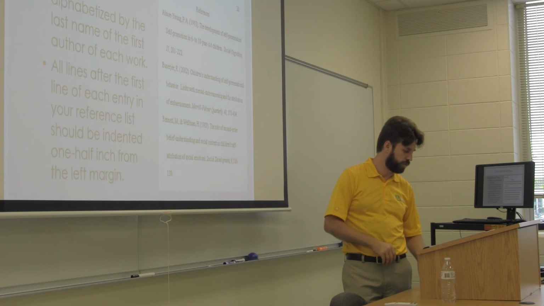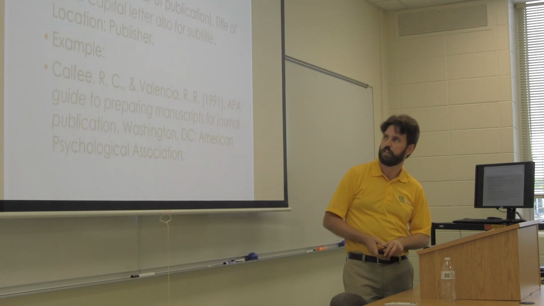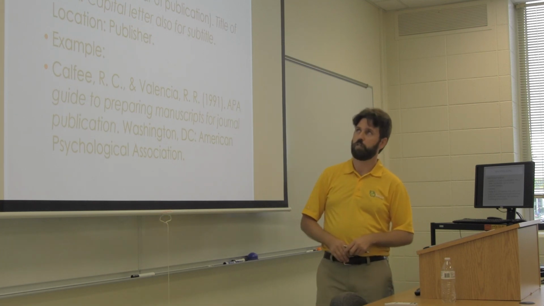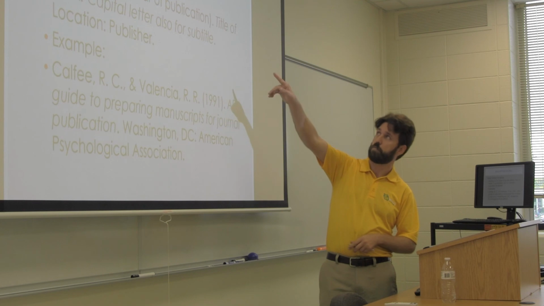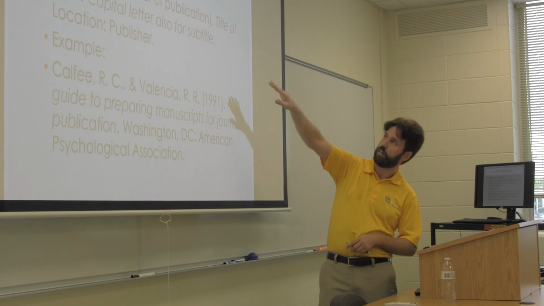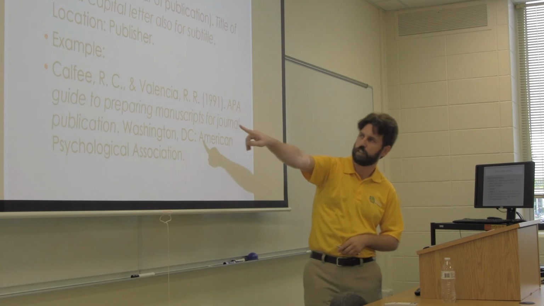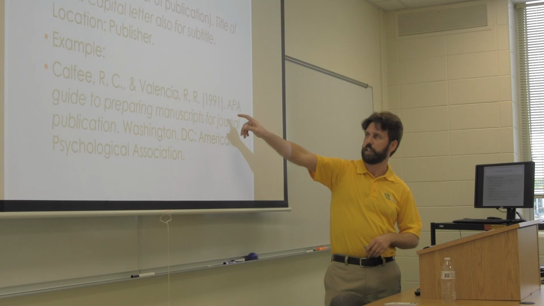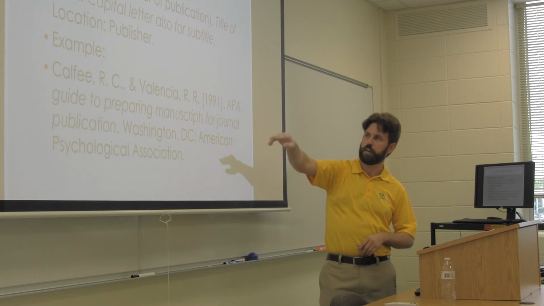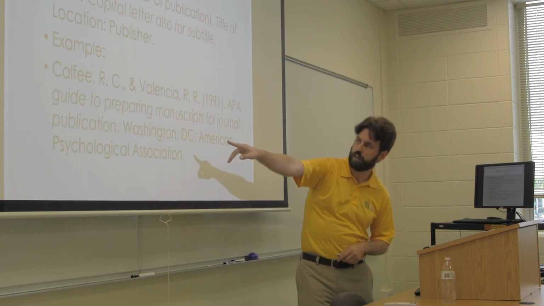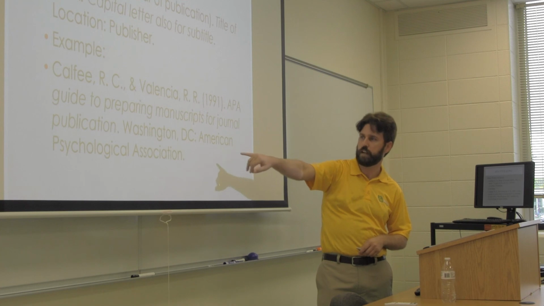Now one of the things that's a little different, and I'll show you on the next slide here, because now we're going to look at specific examples of some of the basic formats for books. So you see author's name, year of publication, title of work, and this says capital letter also for the subtitle, and then the publisher. Here's your example of how you would do that. So you've got the authors, year of publication, period, APA guide, that's obviously the title, and then the publication there, and then Washington, D.C., then American Psychological Association.